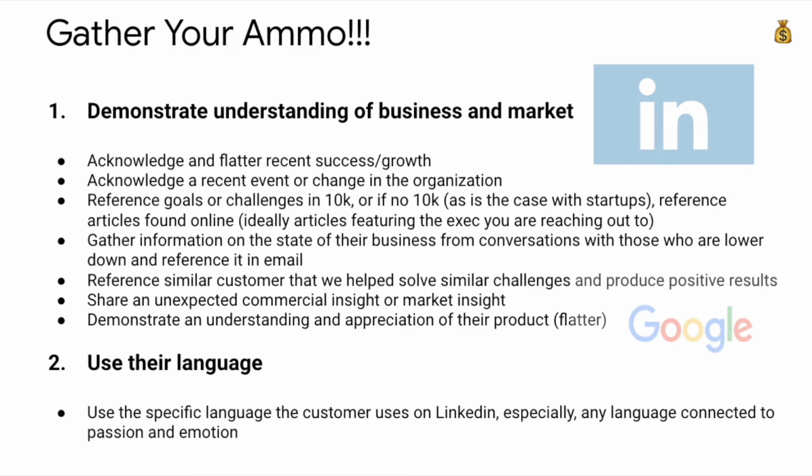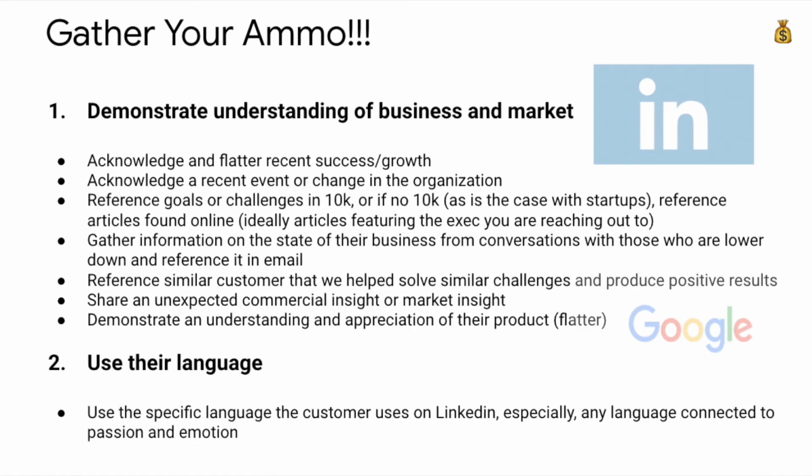You can acknowledge a recent event or change in the organization that you find online through an article. You can reference goals or challenges in a 10K publicly filed report, or if no 10K, as is the case with most startups, you can reference articles found online. Ideally, articles that feature the executive that you are specifically reaching out to. So use your friend Google and Google the executive and see if an article comes up.